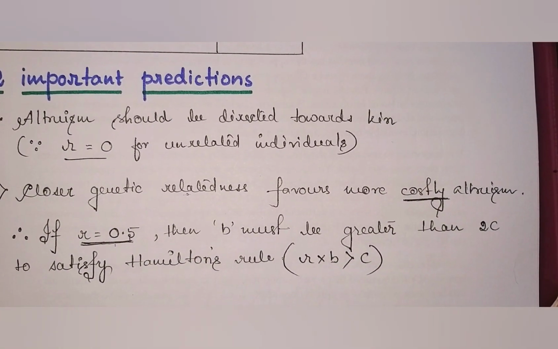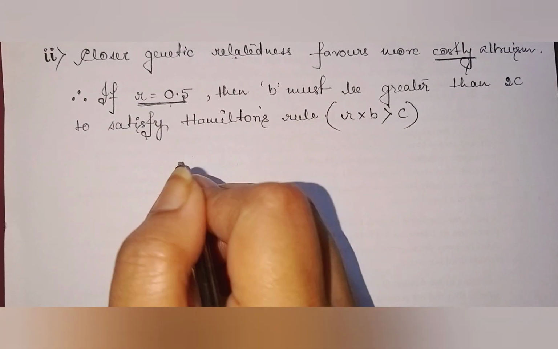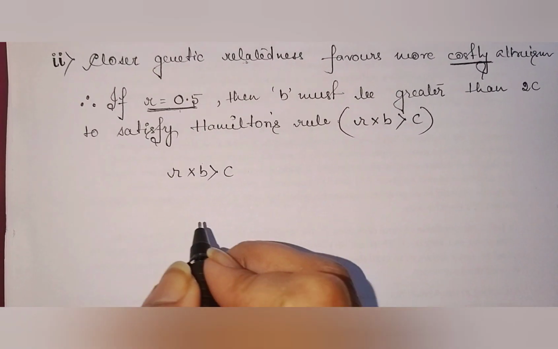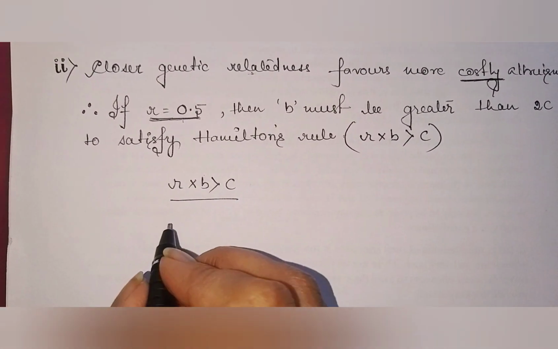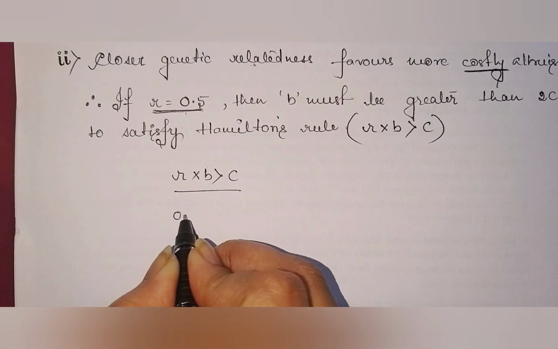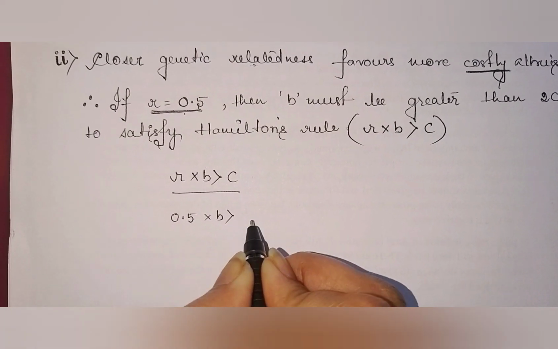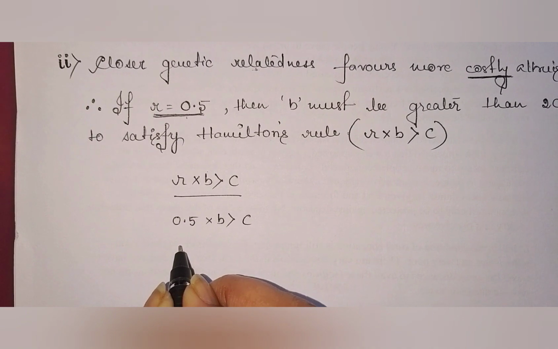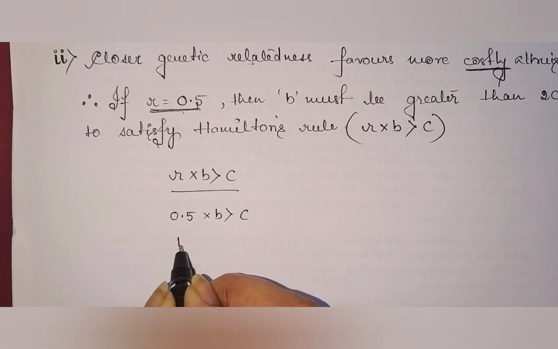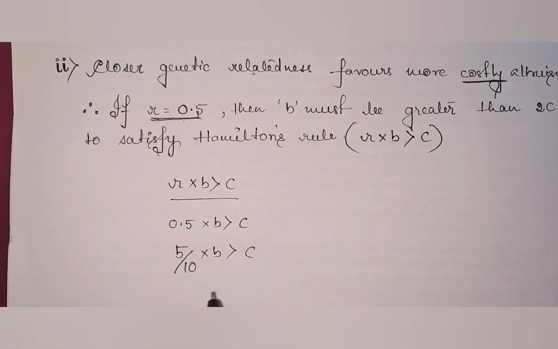Correct. This is very simple. You can solve it out as well. You know this: R into B is greater than C. This relationship is something that you know. Here, what did it say? R is equal to 0.5. Correct? This is the case. Then, if you just convert it into fraction, what will you get here? This is what you are getting.